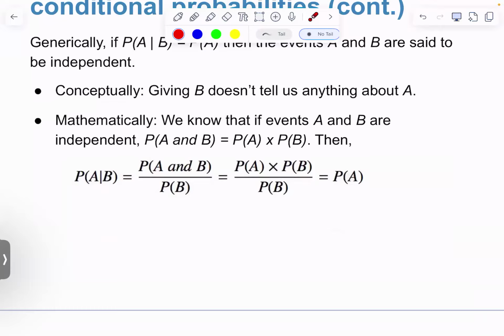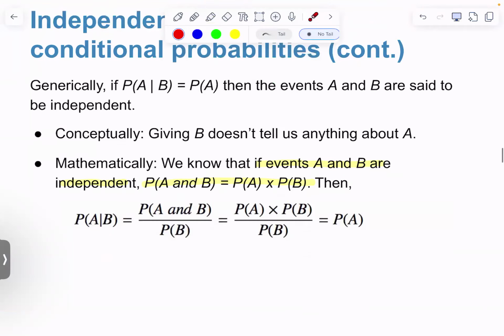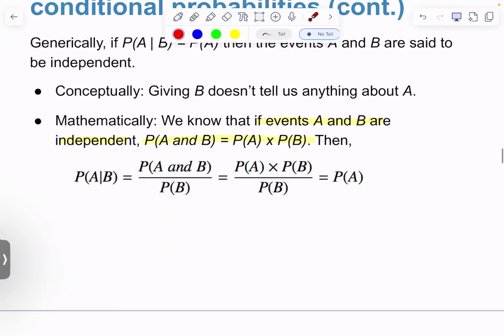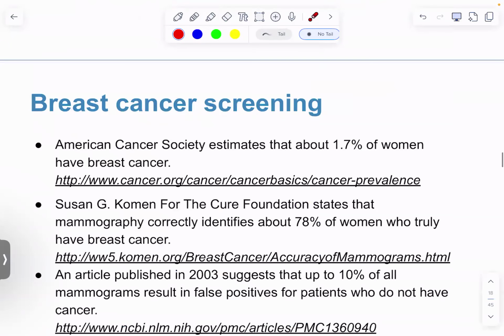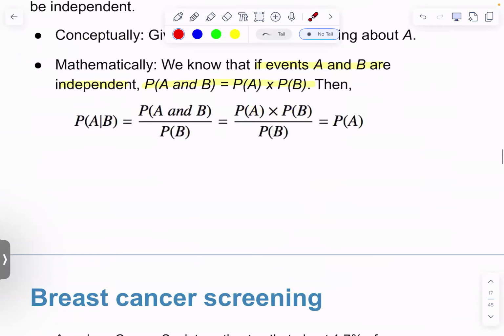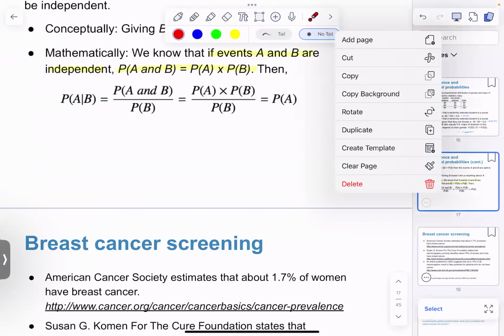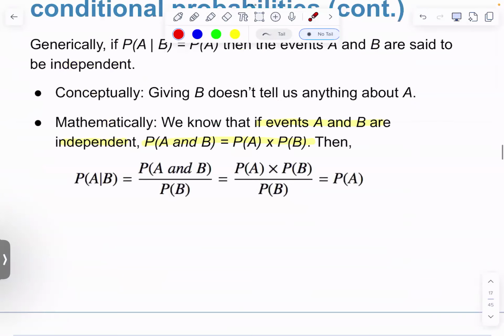So if A and B are independent, then we can say that special case where we started earlier today: the probability of A and B is the two just multiplied, because the probability of A given B is just the probability of A. Before we do this example, first I want to ask if there are any questions.